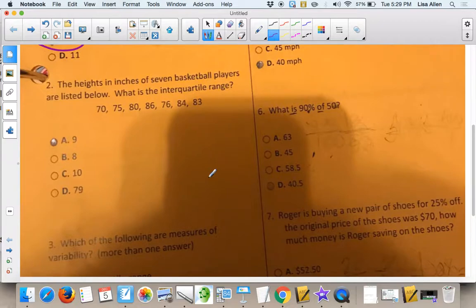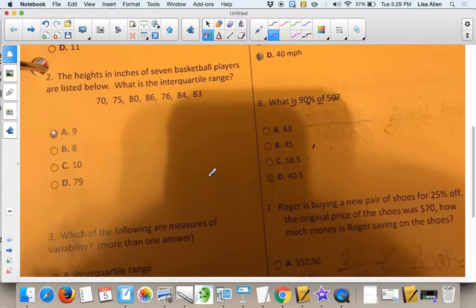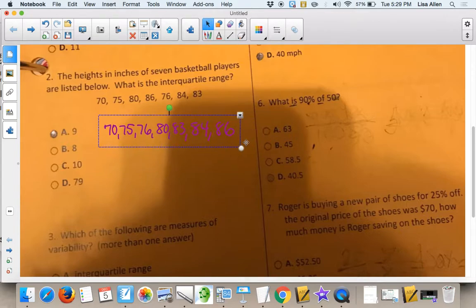The heights in inches of 7 basketball players below are listed. What is the interquartile range? So the first thing we need to do is put them in order. So I'm going to put them 70, 75, 76, 76, 80, 83, 83, and what's the last one? 84 and 86. Okay, I'm going to pull that over, make it a little bit smaller here. So hopefully you can see that in the light.